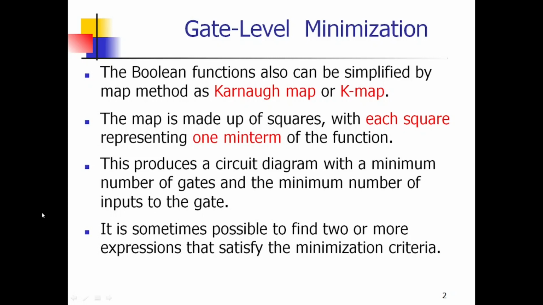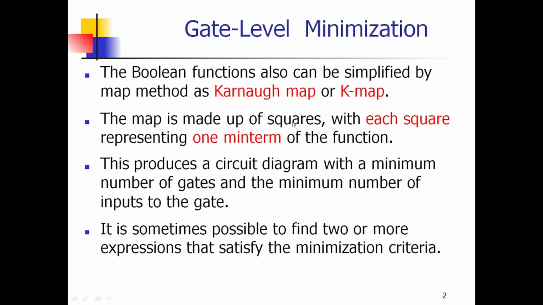In today's video, we are going to discuss the topic Gate Level Minimization in Unit 2. In the previous video, we discussed the simplification of Boolean functions using the Boolean laws and Boolean theorems. In this video, we are going to discuss the simplification of Boolean functions using the Karnaugh map. The Karnaugh map is simply called K-map. Actually, simplification of a Boolean function is done by two methods: one is the Karnaugh map and the other is the tabulation method. Here we are going to discuss the Karnaugh map.